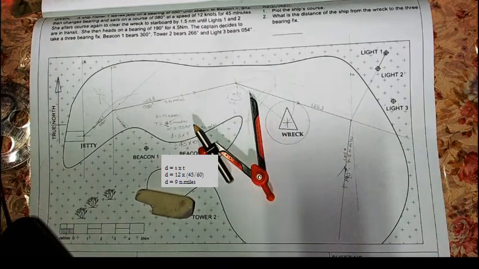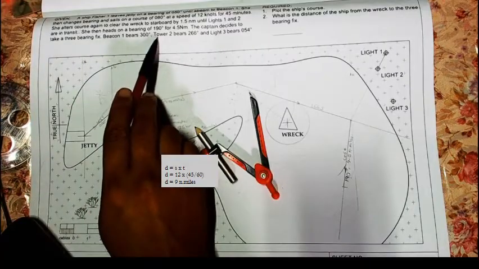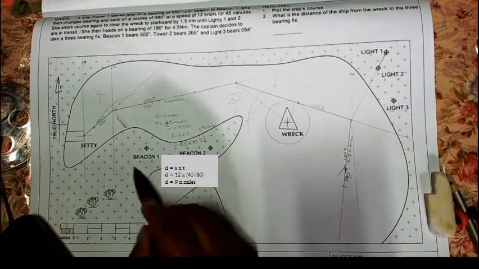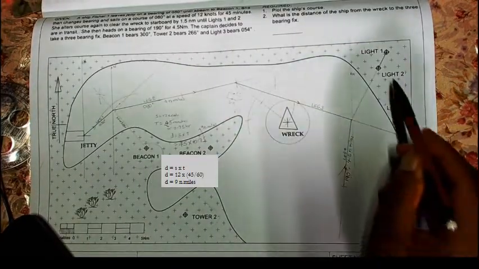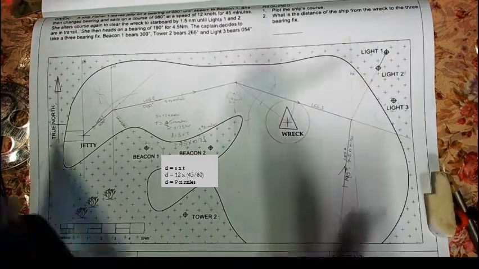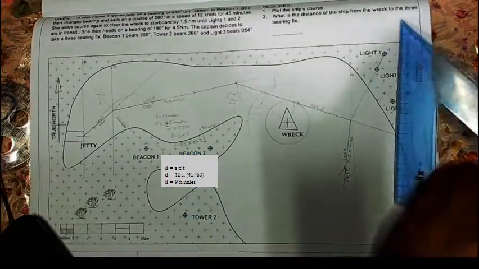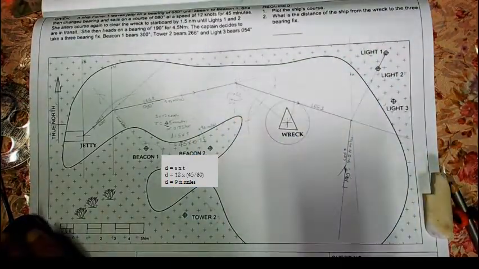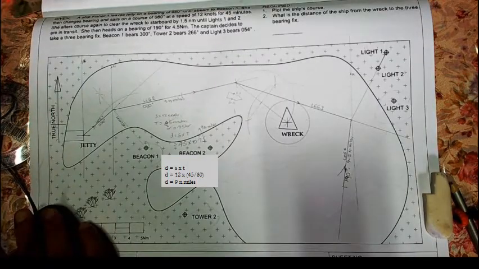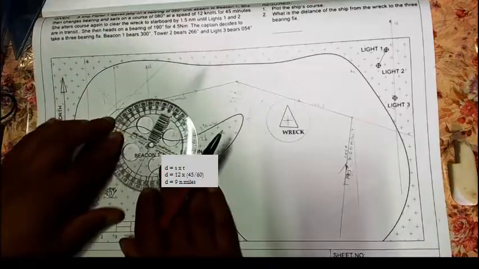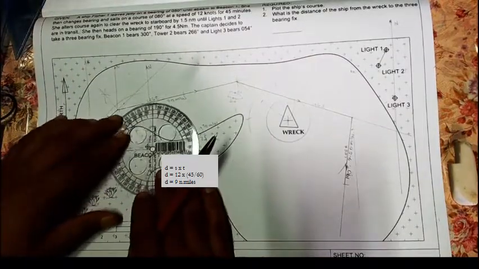Right, after that it says the captain decides to take a 3 bearing fix. Beacon 1 bears 300 degrees, tower 2 bears 266 degrees and light 3 bears 54 degrees. So at beacon 1, tower 2 and light 3 you are going to draw true norths there. At beacon 1, tower 2 and light 3. Right, so you can see I've already taken from here true north, transferred it on beacon 1, tower 2 and light 3, then you're going to measure the angles.